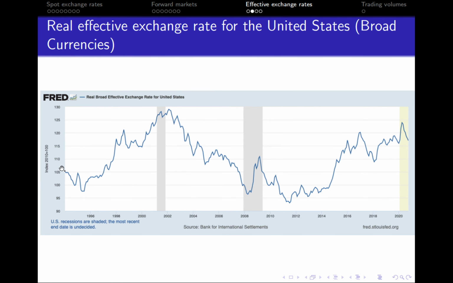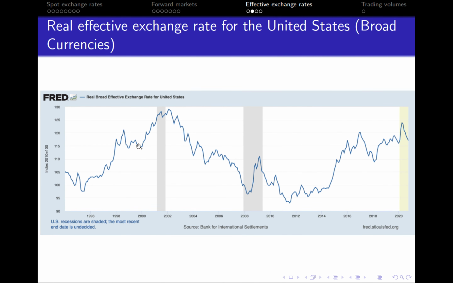Look, I have here data from Federal Bank of St. Louis and actually from Bank for Settlements. And look, here is the real effective exchange rate for United States dollars. And look, this is a broad effective exchange rate. What does it mean? It takes into consideration basically every country with which United States trades.